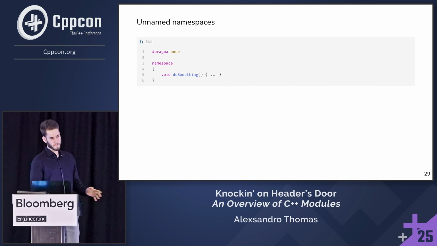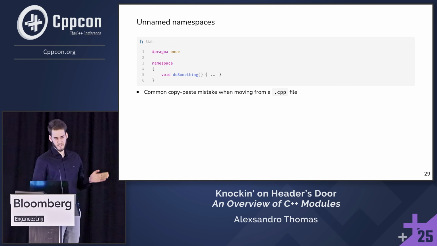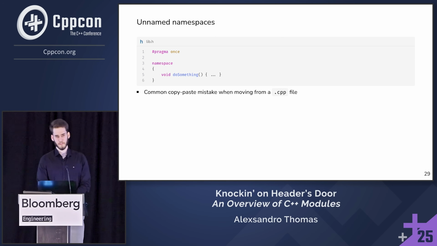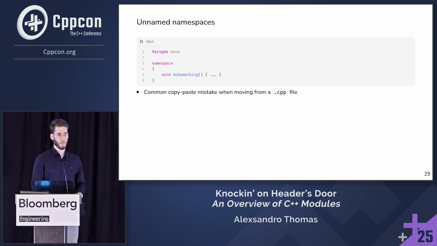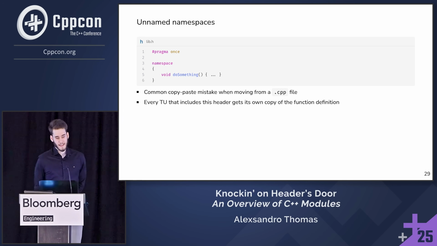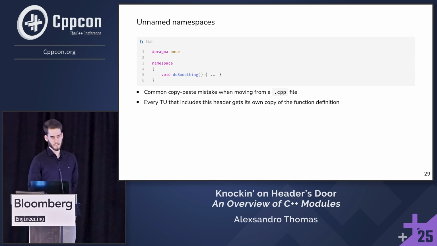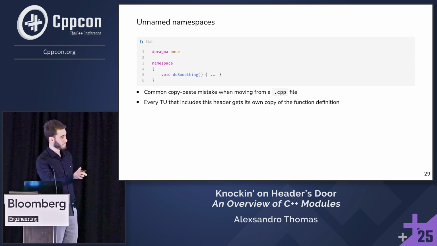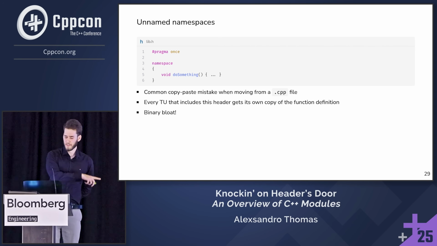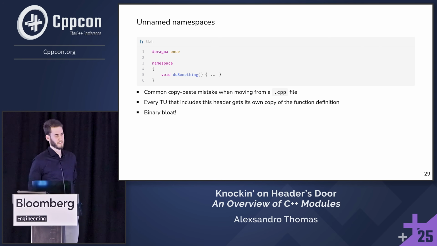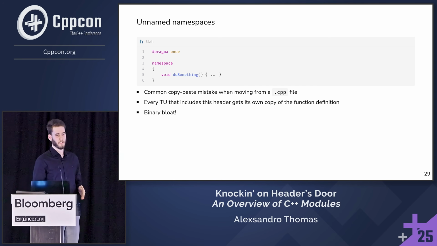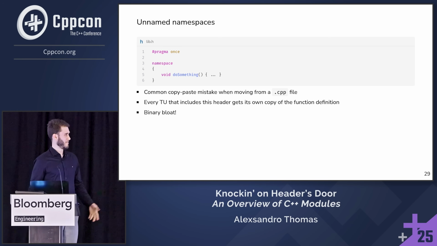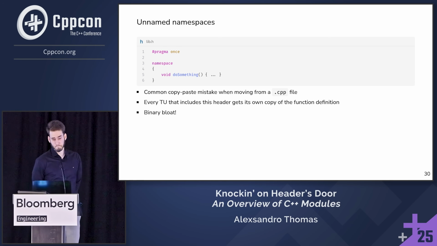For your unnamed namespaces, that can be a problem because it's a very common copy-paste mistake when you're moving stuff from a CPP file that you want to generalize and use somewhere else. And every translation unit that is included in this header gets its own copy of the function definition, and that is a binary bloat. It's not really an ODR violation. The only thing that's happening is that you get a copy of this function with internal linkage in all of your files, and that's probably not what you really want to do. Your binaries will increase for no reason, basically.